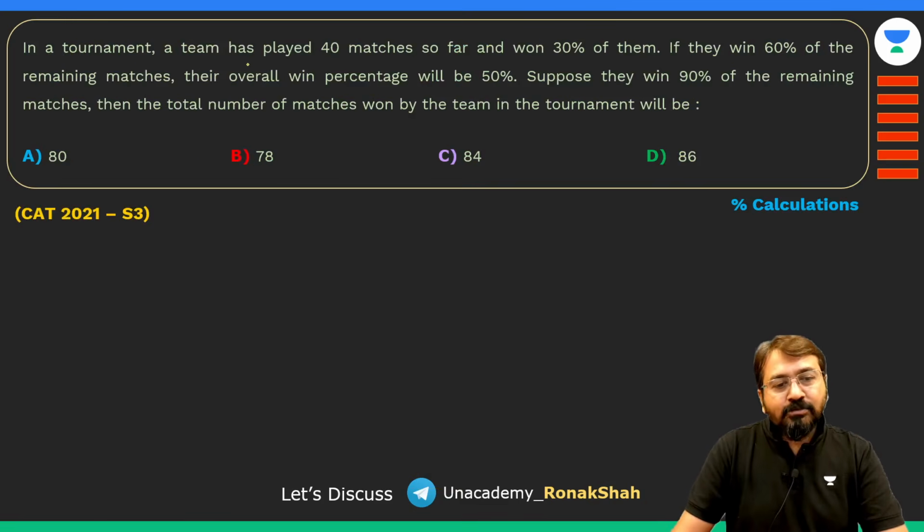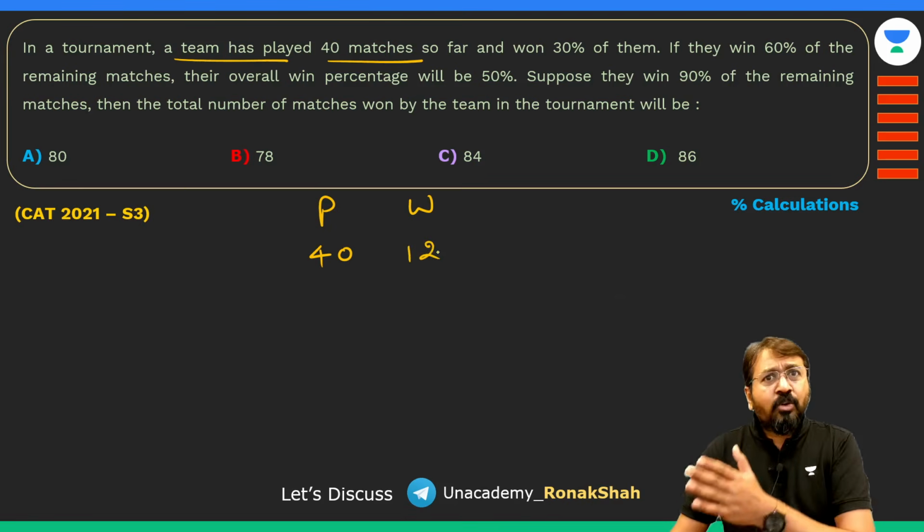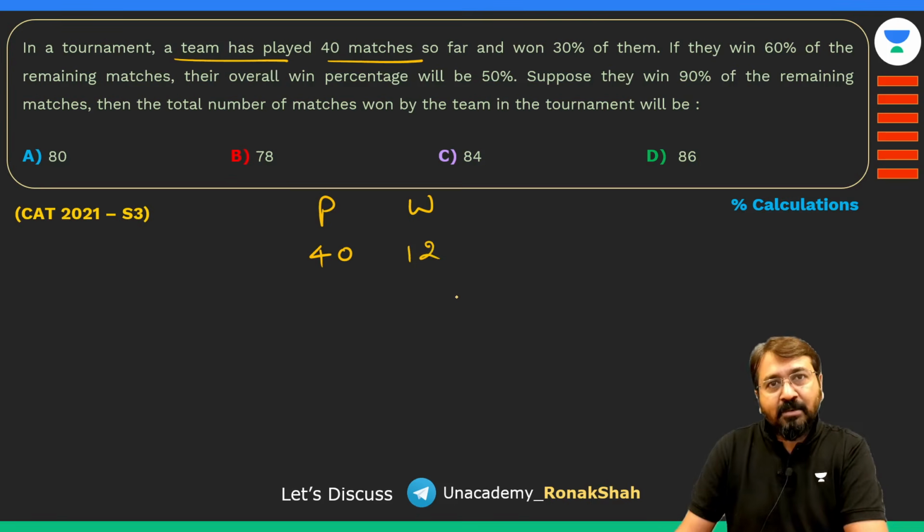So in a tournament, a team has played 40 matches so far and won 30% out of them. Okay, the matches played are 40 and the team has won 30% of the matches, that is 12 matches. And this is how we normally start writing in the exam, right?